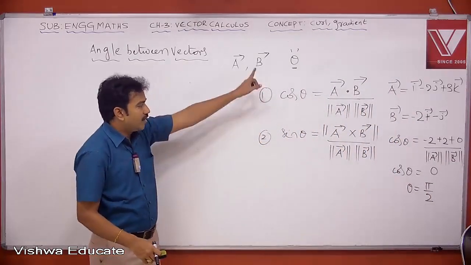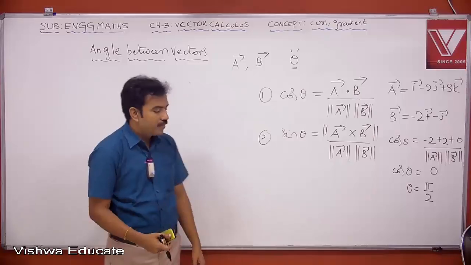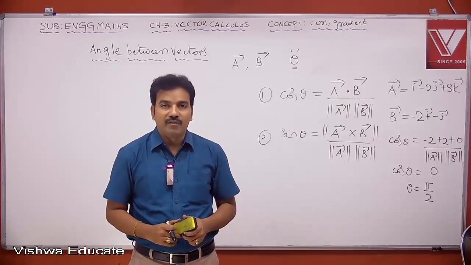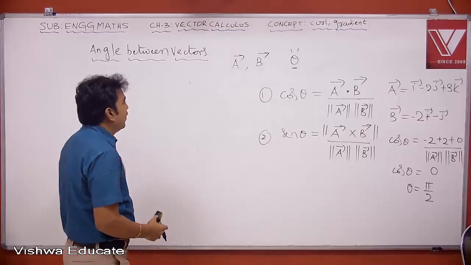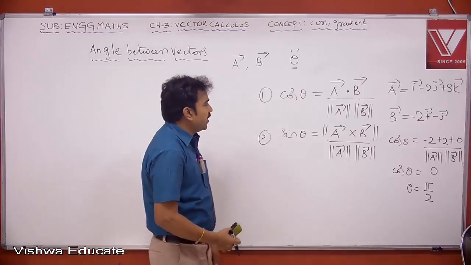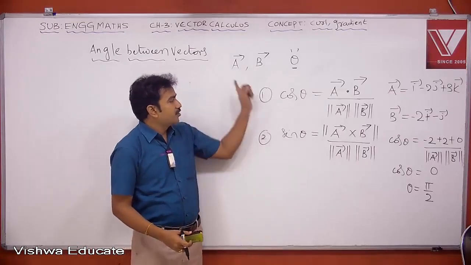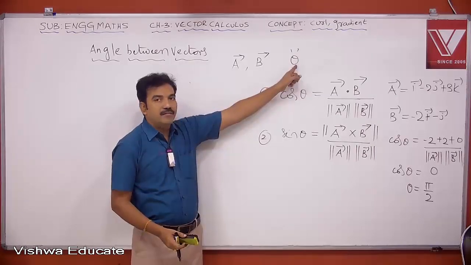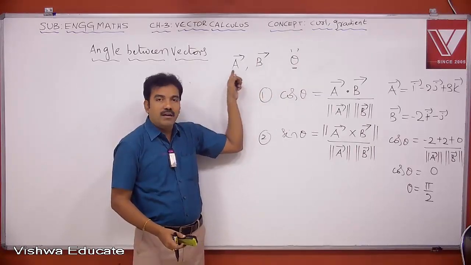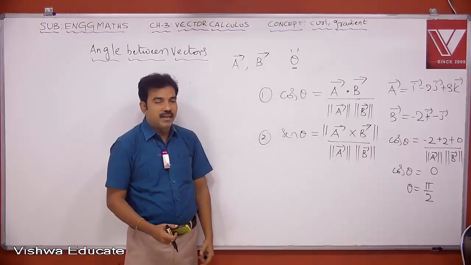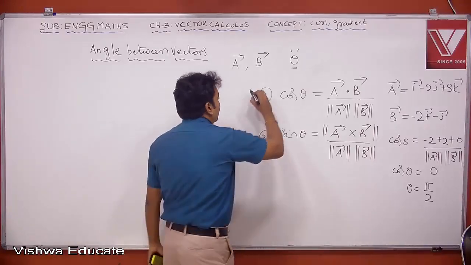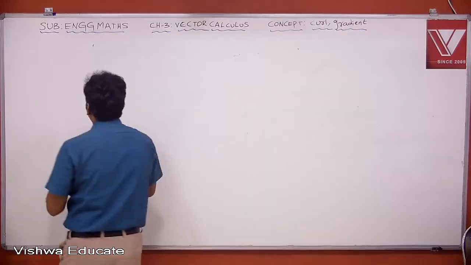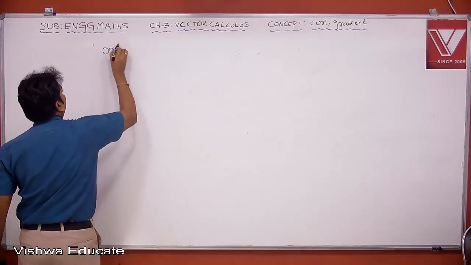Okay. So write the definition first. Let theta be an angle between the vectors a bar and b bar. Then write these two formulae, followed by this example. Next definition, orthogonal vectors.